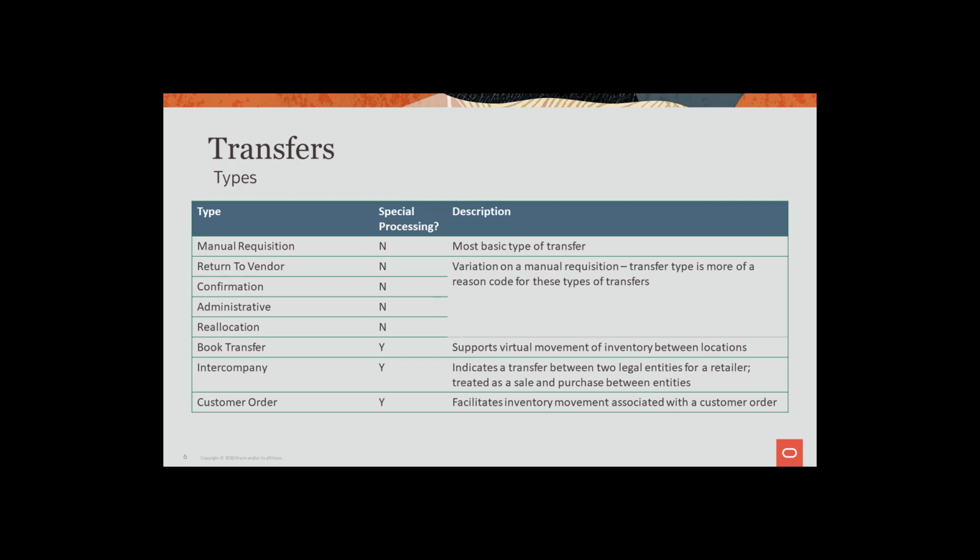Intercompany transfers are used to indicate a transfer between two legal entities for a retailer. The financial application for this type of transfer results in a type of sale from the sending location and a purchase into the receiving location, with the ability to designate a selling price between the entities. Customer order transfers are used to process inventory movement between stores and warehouses related to customer orders.